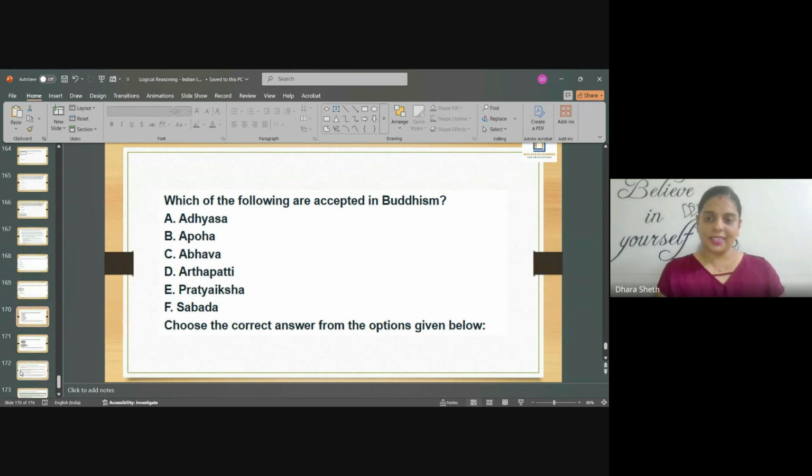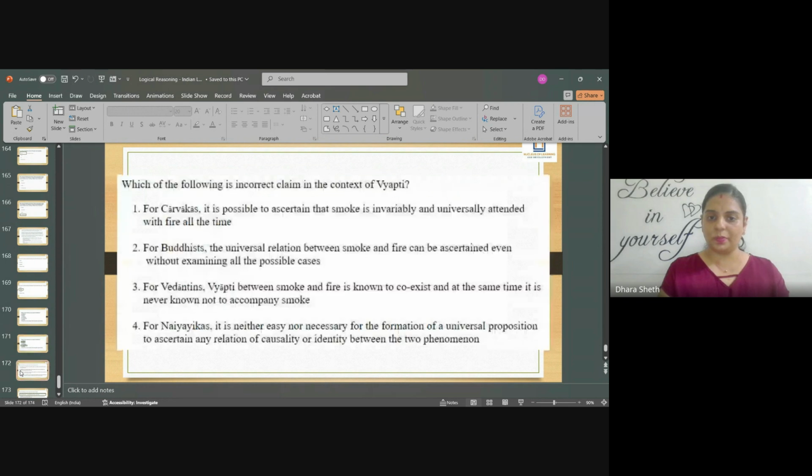This is what I discussed in the beginning. What is accepted in Buddhism? Apoha and pratyaksha. They are accepted as praman in Buddhism.